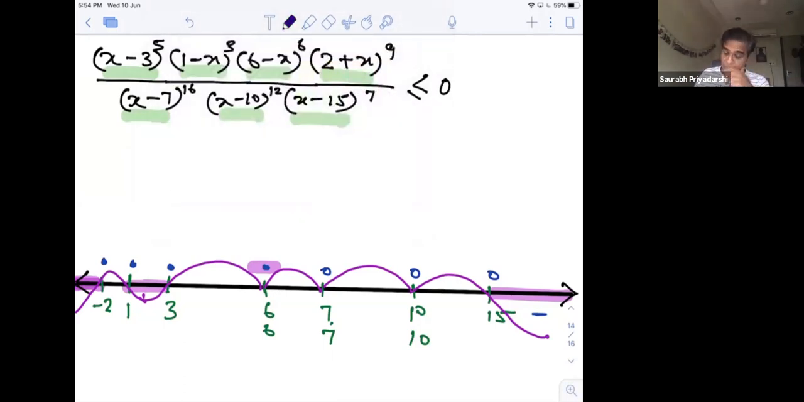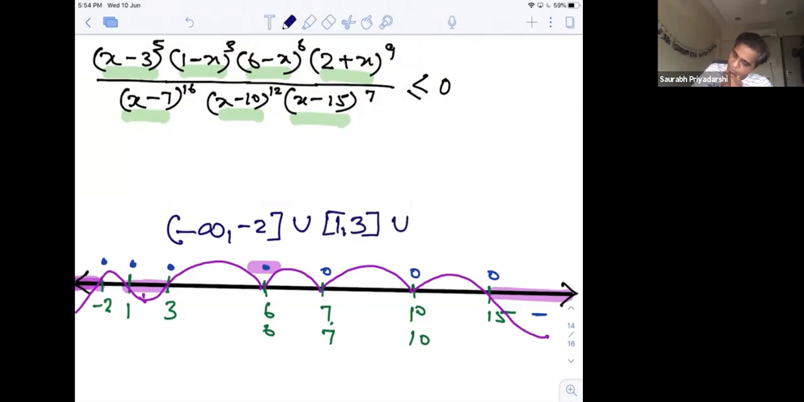So we required less than equal to 0, right? So minus infinity to -2 union 1, 2, 3 union 15 to infinity union the discrete value 6.